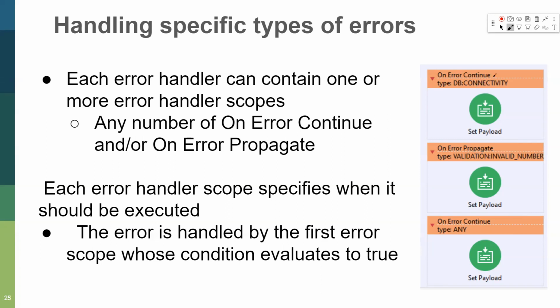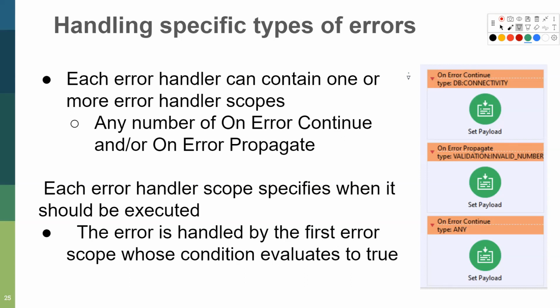And as you can see, on the top, it is on error continue, whereas the second one is on error propagate. So when it encounters this type of error versus this type of error, it is going to behave differently. The first one will get resolved in this error handling scope, whereas the second one will get rethrown. And the order of execution starts from the top and goes down.